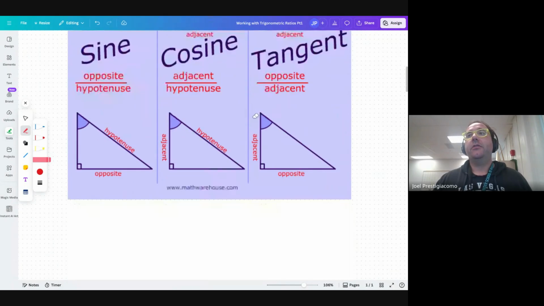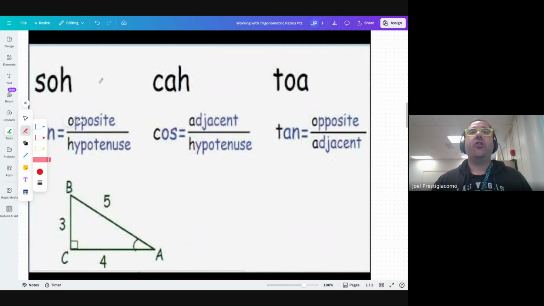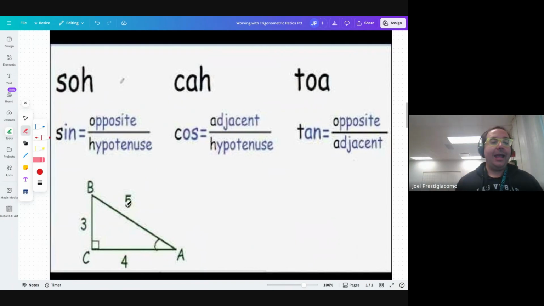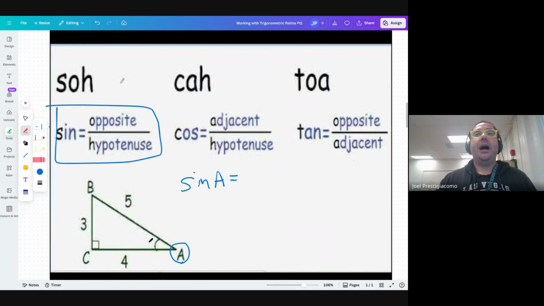Let me show you how this works. The big understanding here is that a triangle itself doesn't have a sine. An angle does. So when I say I want to know the sine of angle A, it depends on the location of angle A. The sine is the opposite over the hypotenuse. The opposite side to A is 3. The hypotenuse is 5. That's it. The answer is 3/5.